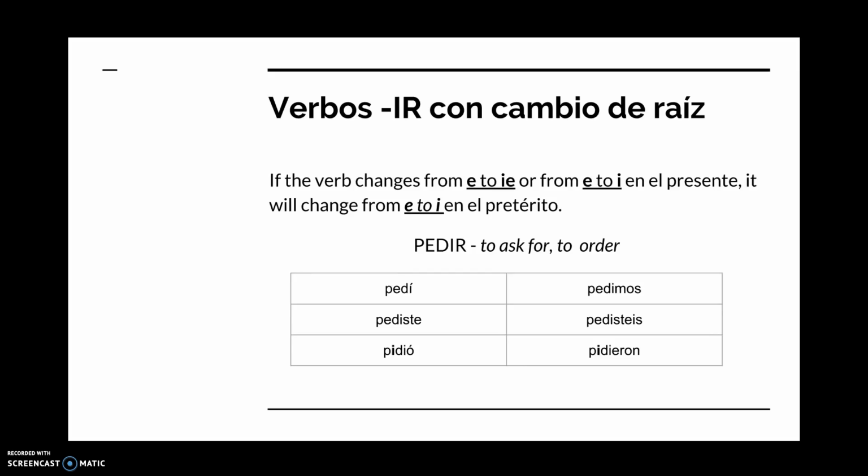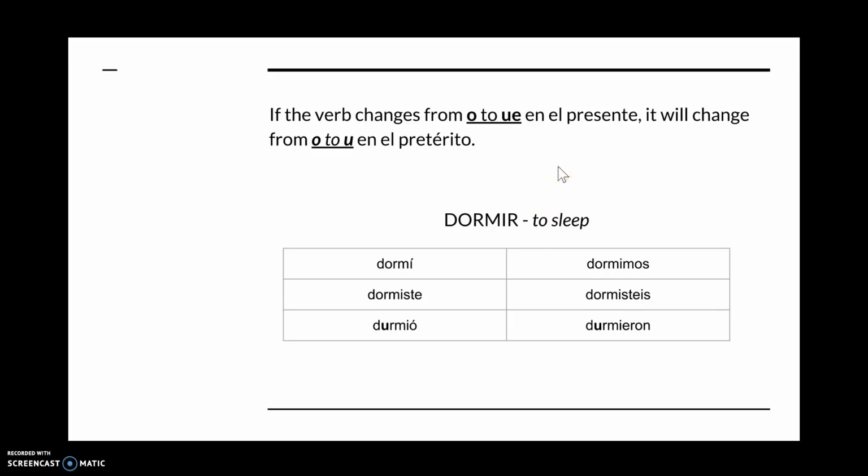Pedir is to ask for or to order. And we have pedí, pediste, pidió, pedimos, pedisteis, and pidieron. If a verb changes from O to UE en el presente, it changes from O to U en el pretérito. And of course, the most important example we have right now is dormir, to sleep. And you'll note once again that the letter you need to change is bold-faced for you. So we have dormí, dormiste, durmió, dormimos, dormisteis, and durmieron.